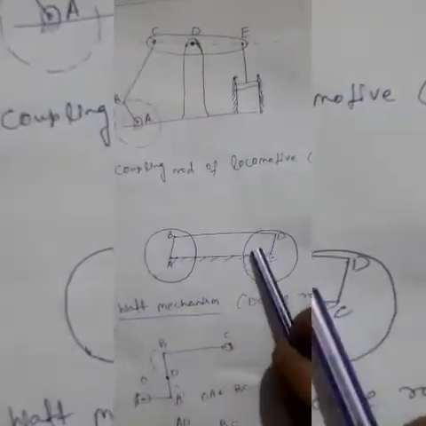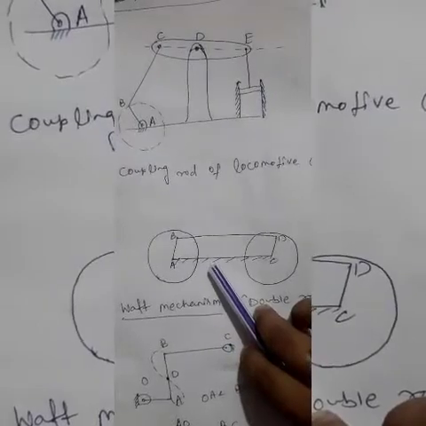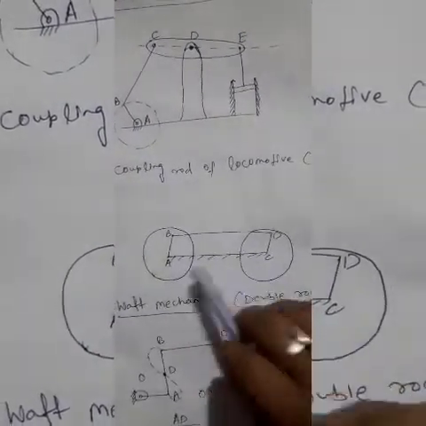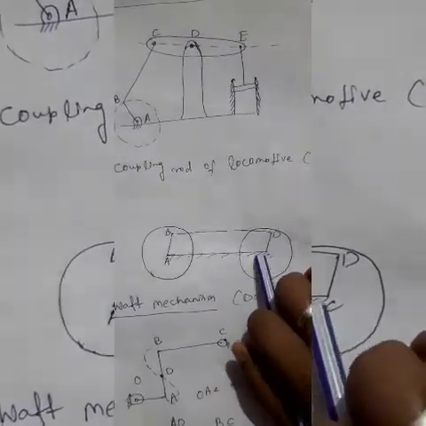Next, coupling rod of locomotive. This is also an inversion of the 4-bar mechanism. Here this AC is a fixed link. Here you can call this the axle of the locomotive.